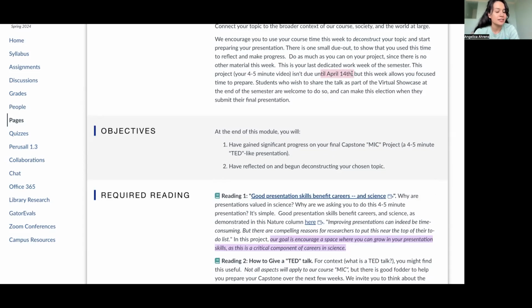Okay, so this will be due April 14th. In another section, it said April 12th. Don't worry, you get the extra 2 days. This is due April 14th by 11:59 p.m. Eastern, and that's important because it provides me sufficient time to then import all of these 200 videos into Perusall.